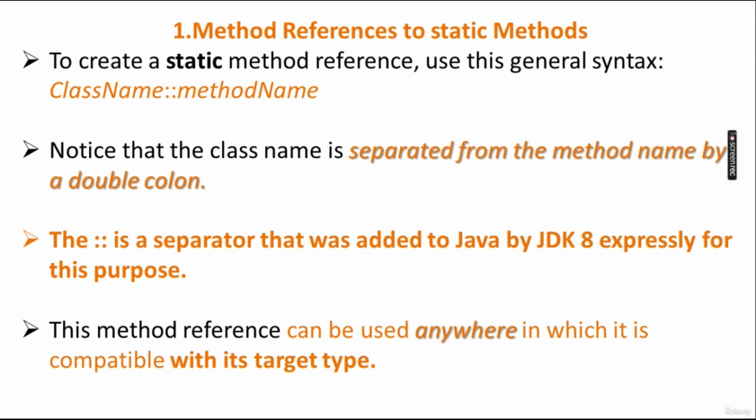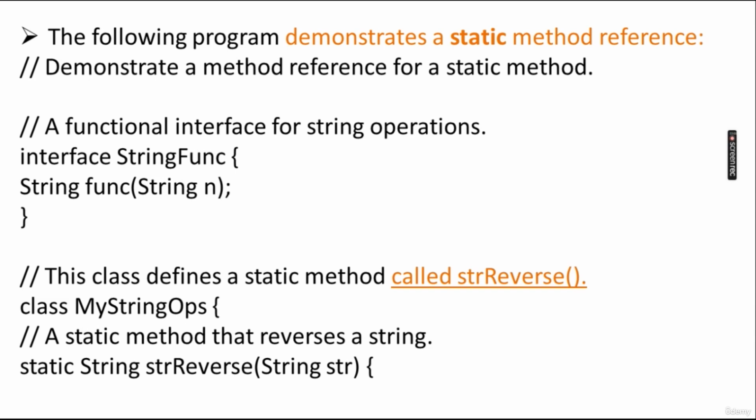Notice that the class name is separated from the method name by a double colon, and the double colon was added by Java 8 expressly for this purpose. The method reference can be used anywhere in which it is compatible with its target type. Okay, so its target type should be able to be inferred. So in that case, anywhere it can be used.